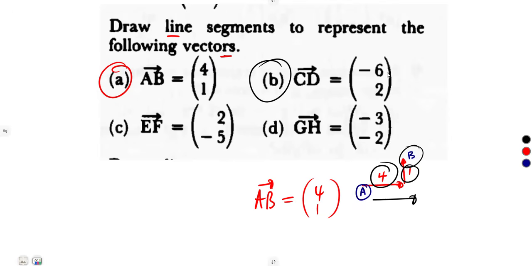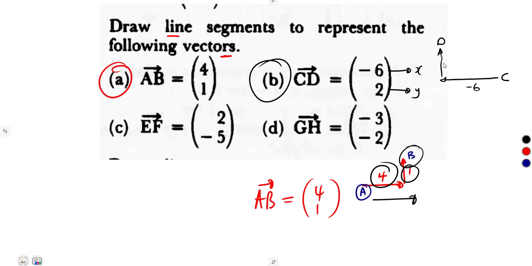CD is -6 in X, which is negative, then Y is what? Positive. So it's like this. From point C, you're going to move in the X, negative, that's to the left. Then 2 here is positive. That's you're going what? Up. So that's how it's going to look like, all right?